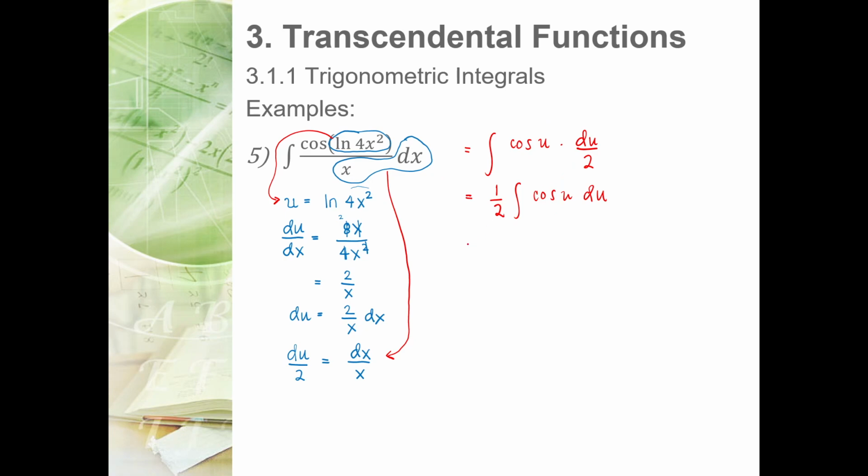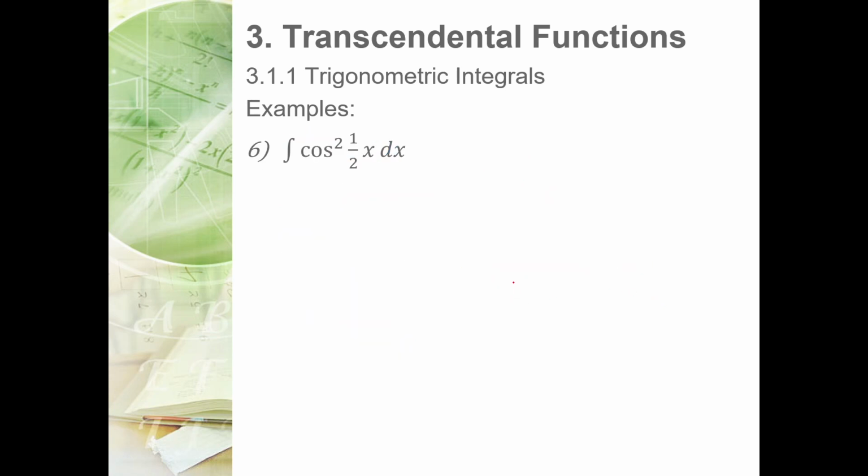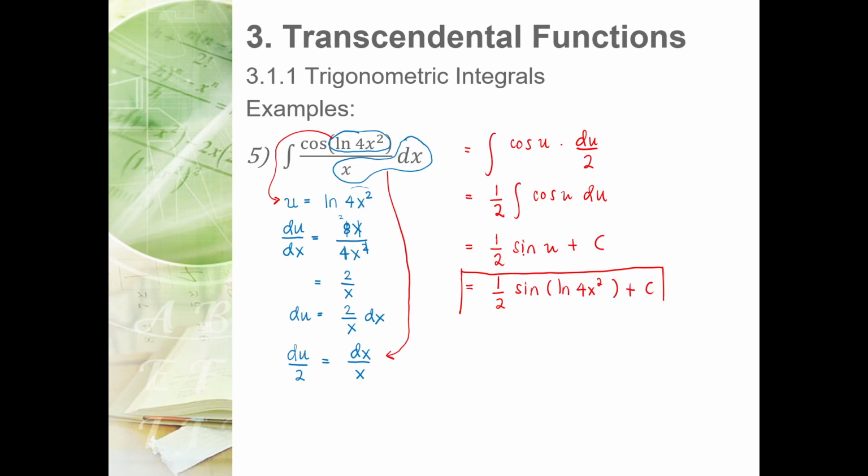So this one is a basic formula. The final answer is 1 half times sine u plus c. So don't forget to bring back the value of the u parameter. So this is sine u and then ln of 4x squared plus c. So this will be the final answer.